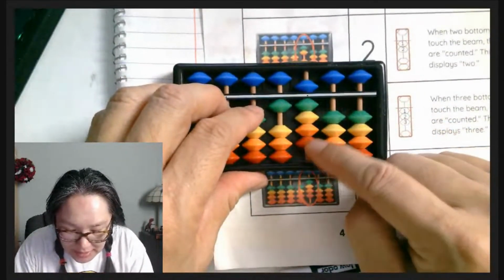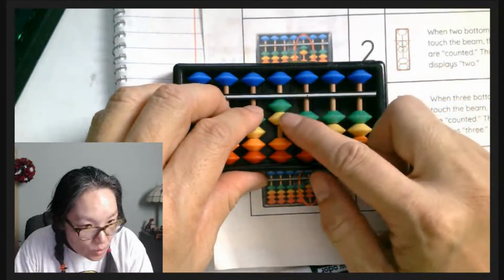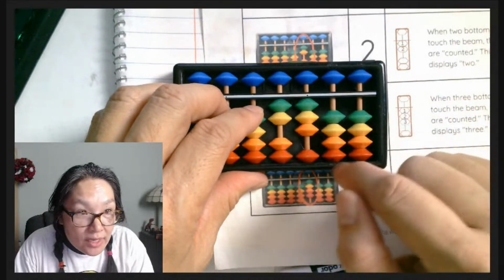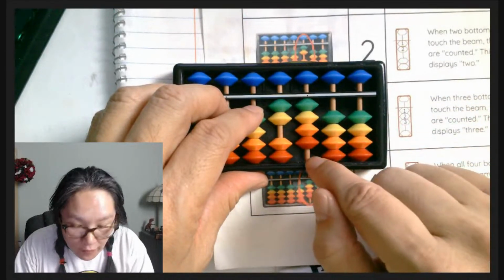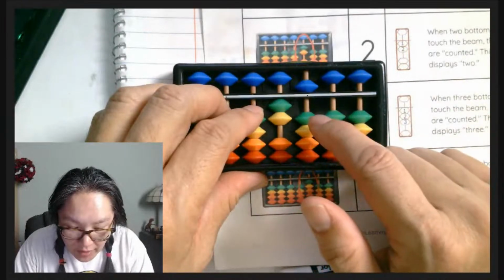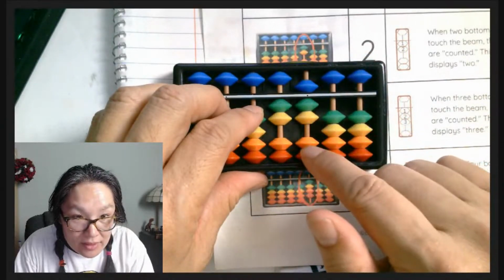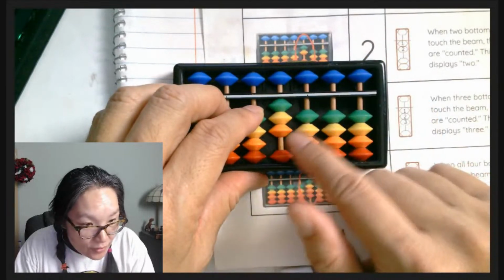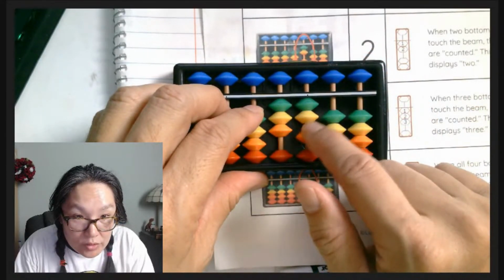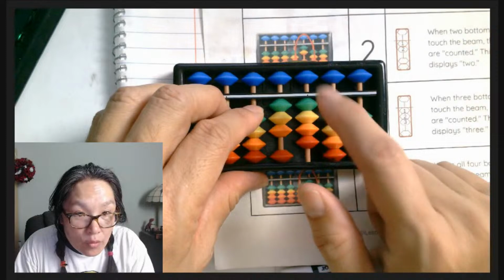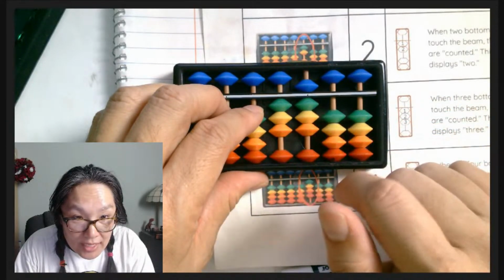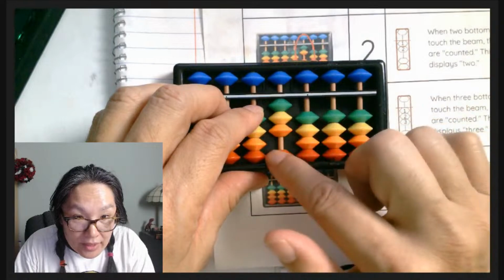17, 18, 19, and then we're at 20. 20, 21, 22, 23, 24. After 24, we have 25, 26, 27, 28, 29, and then 30. Because we have 30, we have 31, 32, 33, 34, 35, 36, 37, 38, 39, and then 40.